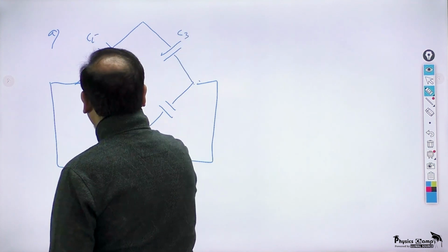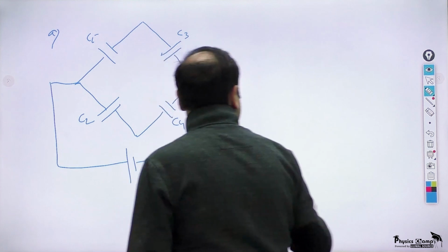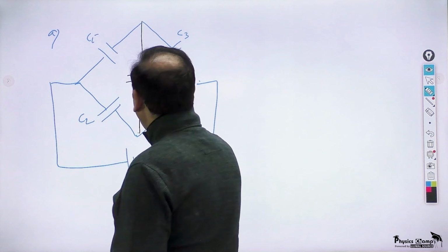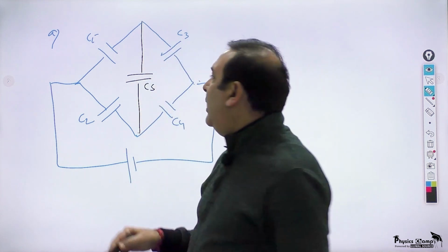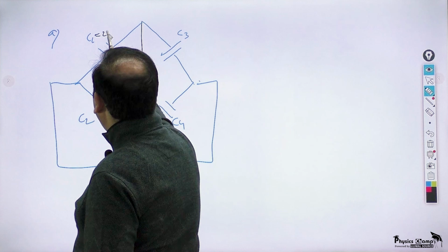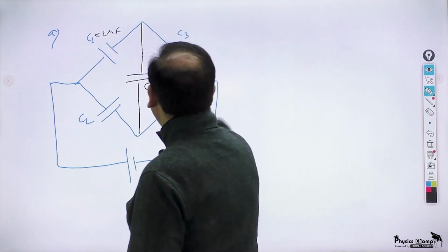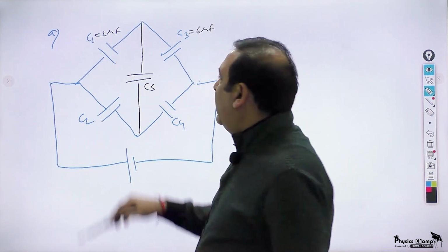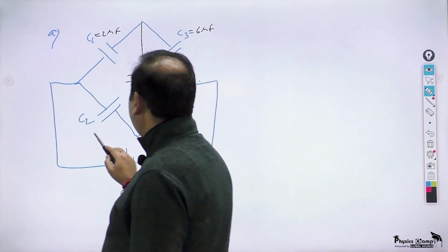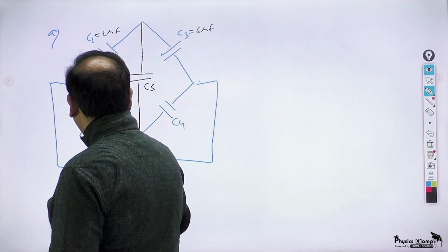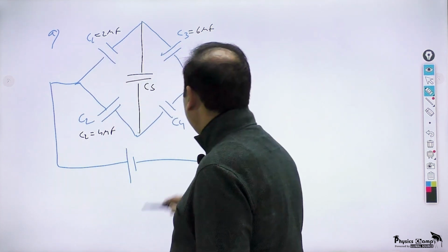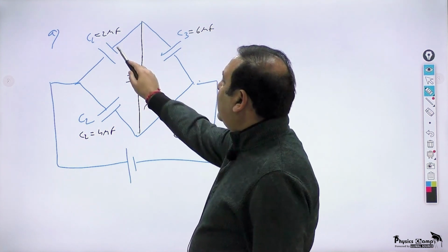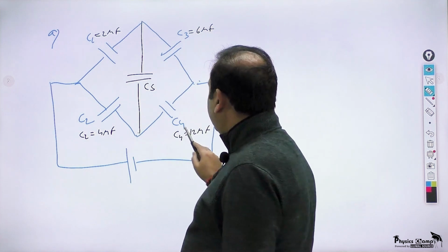You have C1, C3, C2, C4, and then there is a C5. For example, the values here are C1 is 2 microfarad, C3 is say 6 microfarad, so the ratio is 1 by 3. C2 is 4 microfarad and C4 is 12 microfarad. So if I take the ratio, here 1 by 3, here also 4 by 12, it is 1 by 3.